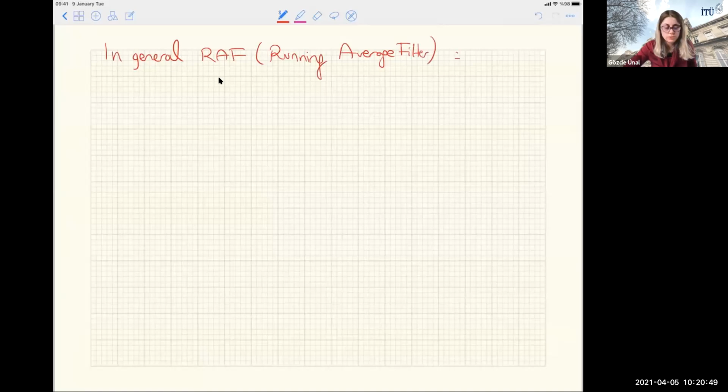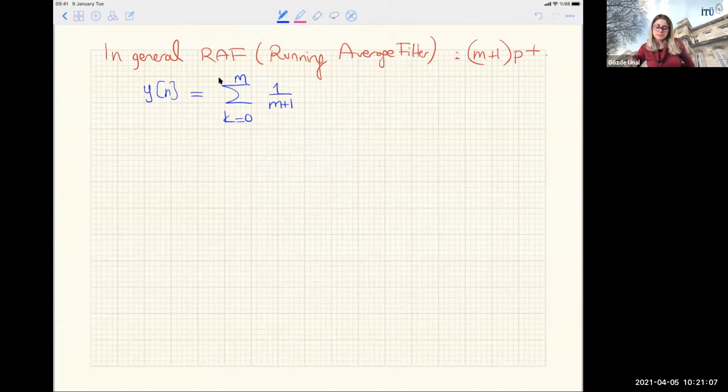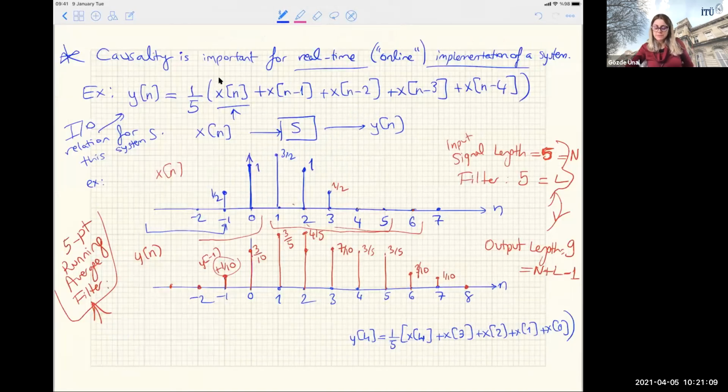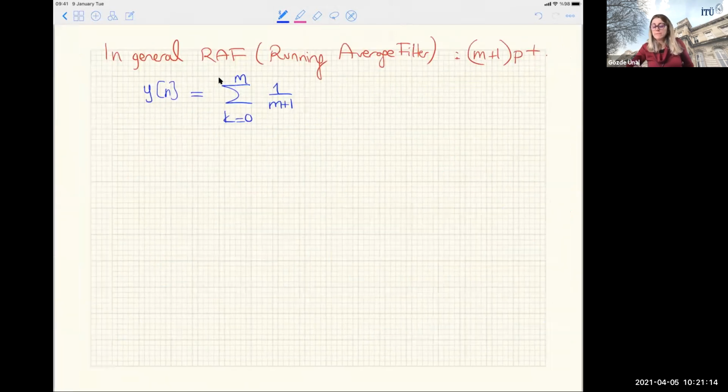We can call this n+1 points. y of n is the sum from k=0 to m of 1 over n+1 times x of n minus k. This is what we did, right? You see here, for instance, m was 4, so k goes from 0 to 4, but we had 5 points, n+1.